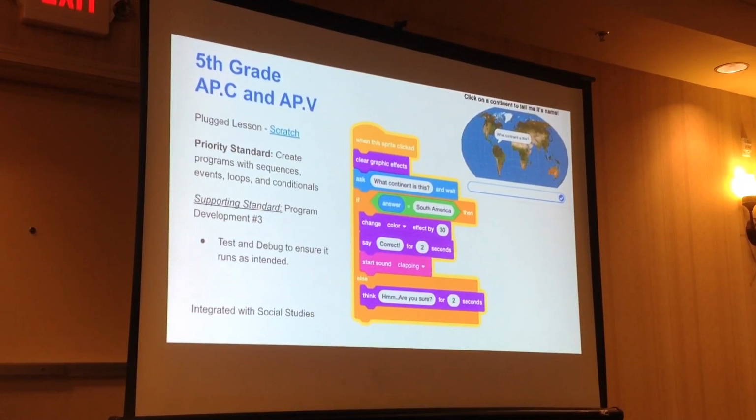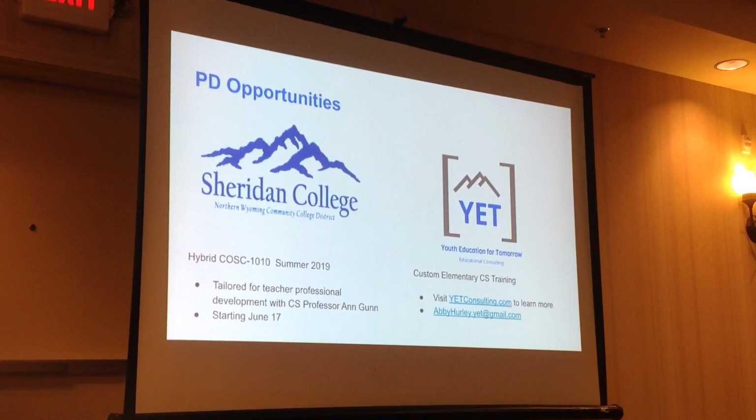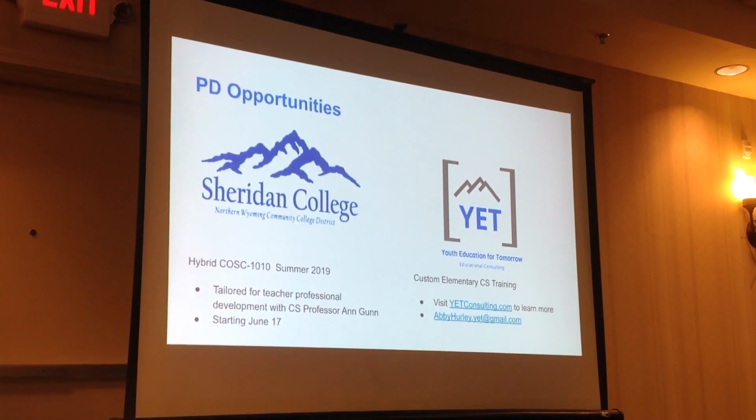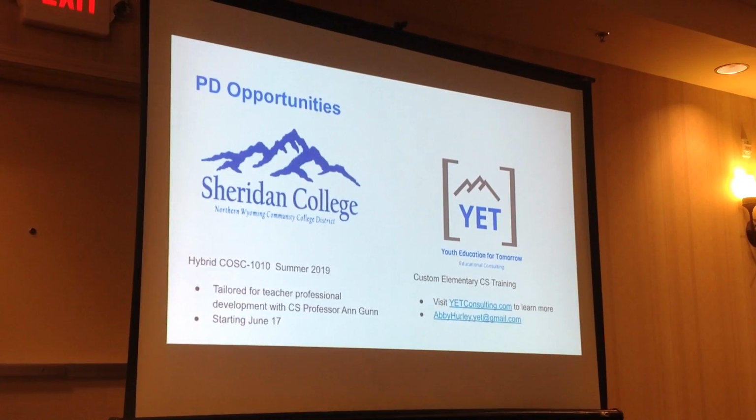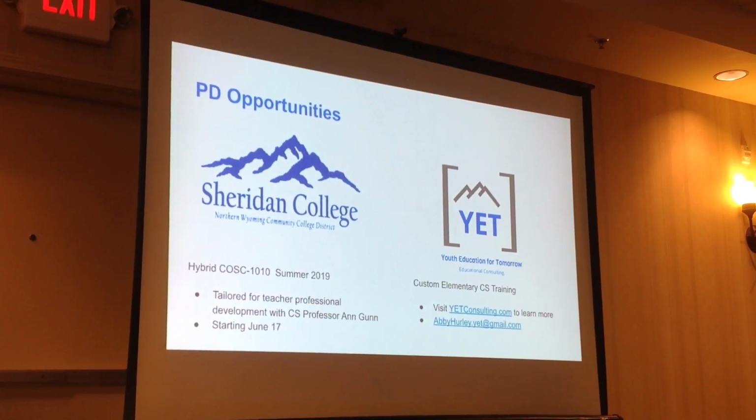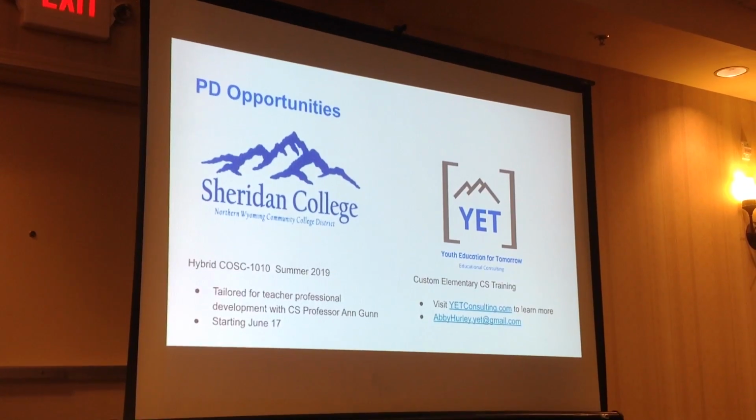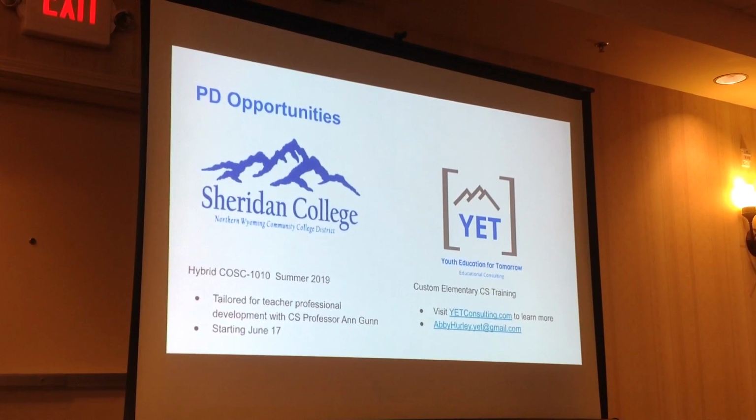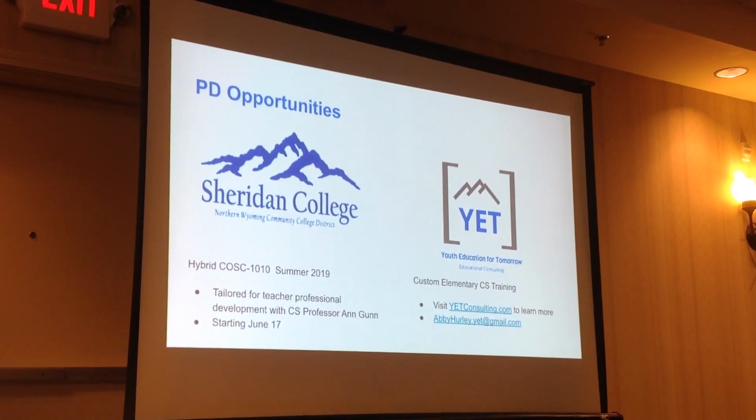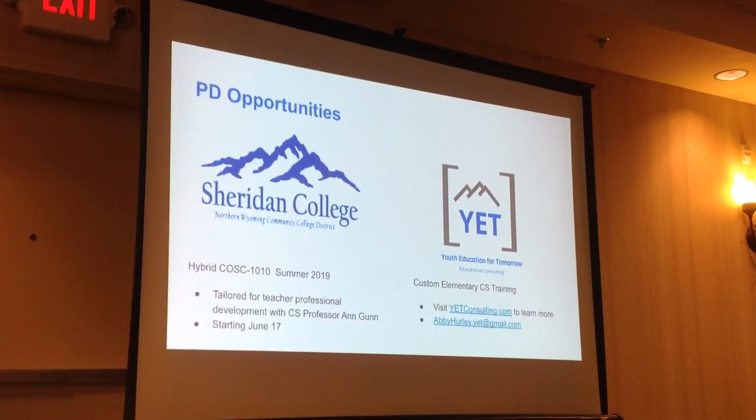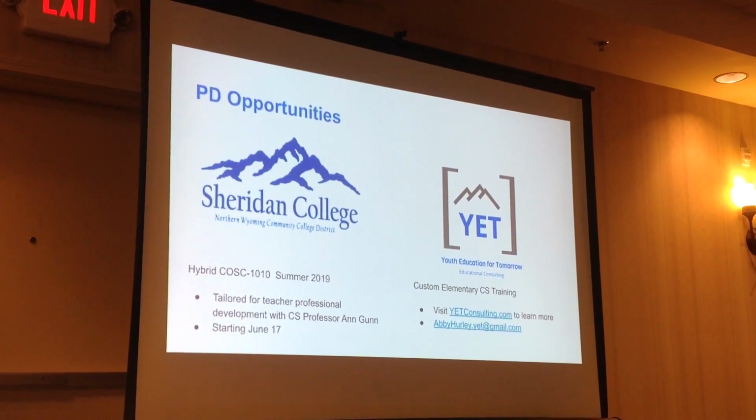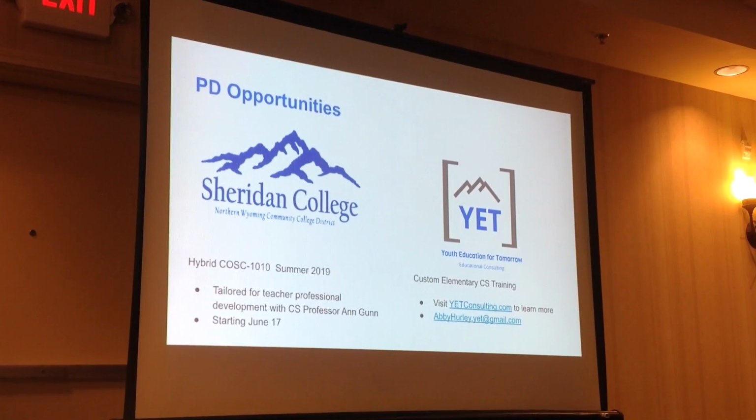Okay. Last little bit I have here for you is just a couple of professional development opportunities that I know of and you might be interested in. So the first one is from one of my colleagues. Her name is Ann Gunn, and she is a computer science teacher at Sheridan College, and she has created a course that will be taught this summer, and it'll be a hybrid COSI 10-10 course, so it's the very beginning computer science class for college, but she is going to make it hybrid and tailored for teachers.